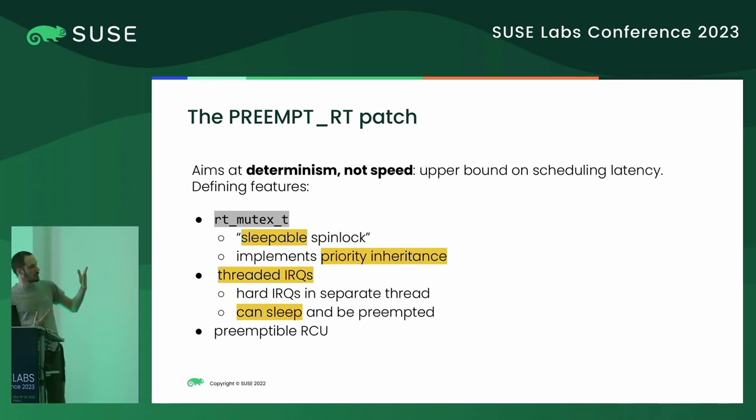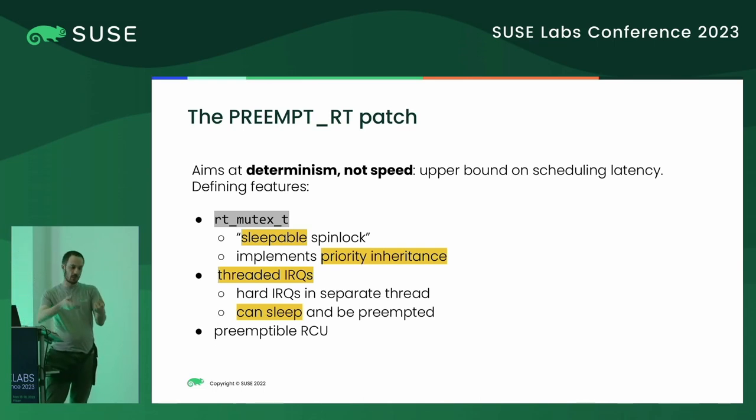The defining feature, I would say, is the RT mutex. In preempt-RT, you acquire a spin lock and you can sleep. I would imagine that the spin lock we were talking about is one of those that has been converted under the hood into an RT mutex, a real-time mutex. I've heard there are a few that are not, that are raw spin locks. You need the raw spin lock.